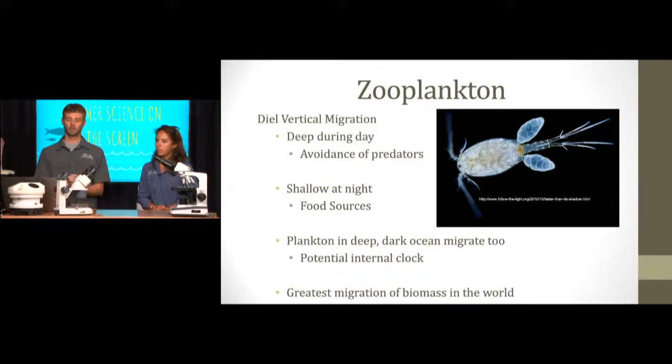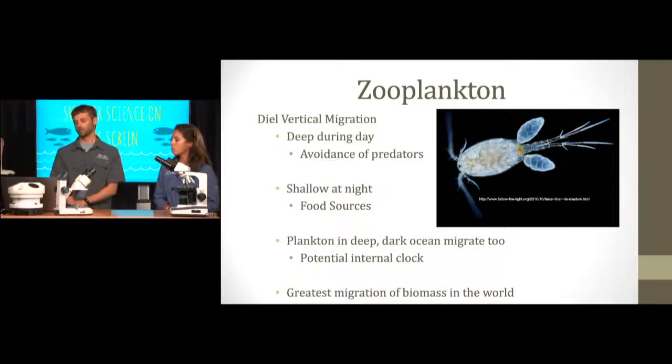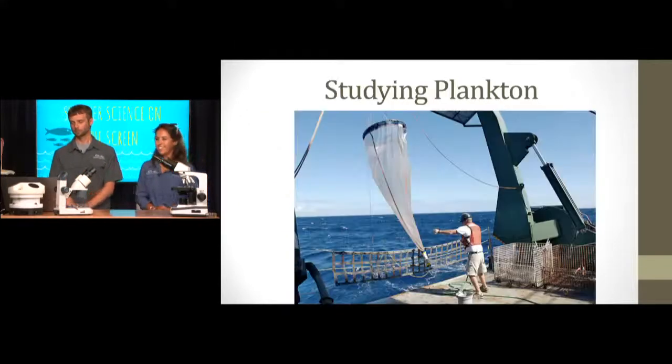But the zooplankton, they actually are part of the largest migration on the planet, where they move down in the water column during the day to avoid predation or avoid things that want to eat them. And then they'll move up in the water column at night to eat the phytoplankton because the phytoplankton need to stay near the surface to get sunlight to be able to create that energy. So the zooplankton are moving up and down in the water column, and by mass, that is the largest migration on the entire planet. Sweet.